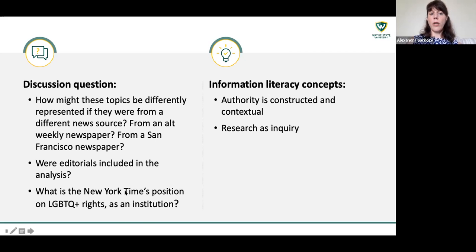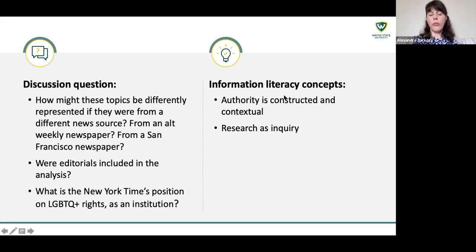And what can we gather on the New York Times? What would the New York Times' position on LGBTQ plus rights as an institution be? Can we derive anything from the topics that might tell us where their coverage priorities were and their position as an institution, and did that change over time?